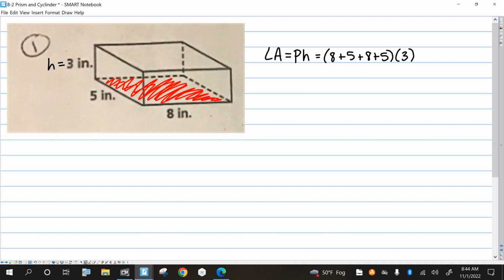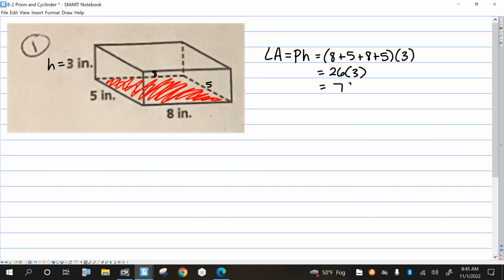Right, so perimeter is all the sides added together. So this side would be 5 and this side would be 8. So 5 and 8 and 5 and 8. Got to add up all 4 sides. 26 times 3, and then multiply that out. So grab those calculators. What's 26 times 3?